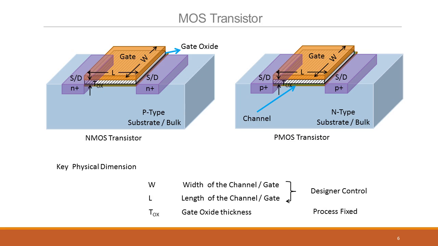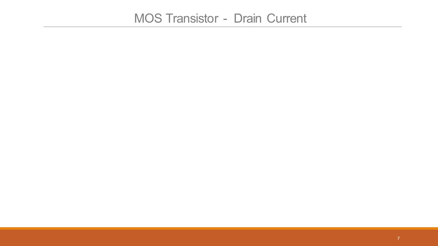The oxide thickness is determined by the process, and the designer doesn't have control over this. Once the transistor is designed in the process fab, the Tox remains fixed for a particular kind of transistor. Of course, in every process you'll have different flavors of transistor which might have different Tox, but for a given flavor of transistor, the Tox is fixed. In those, you can play with the W and L to do your design.